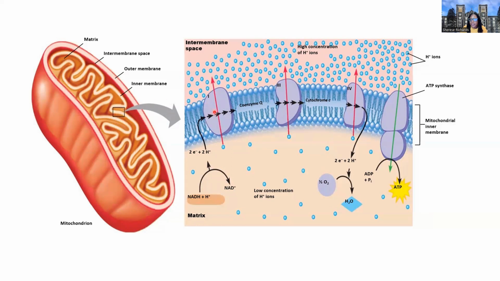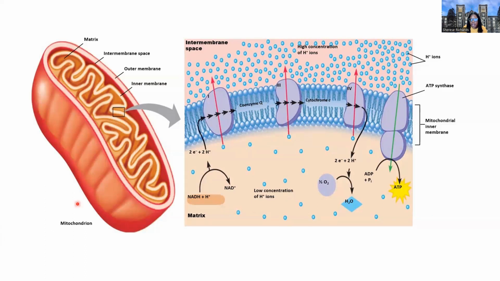If we were to zoom in on that and actually look at what's happening, these are the molecules, the complexes that are inserted into the inner mitochondrial membrane. And then at the very end, this is ATP synthase. This is the most important complex that is going to help us generate ATP.